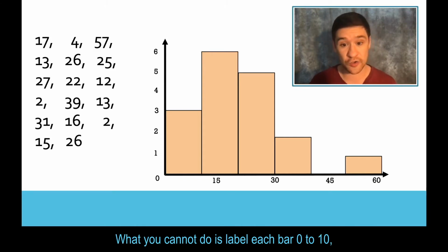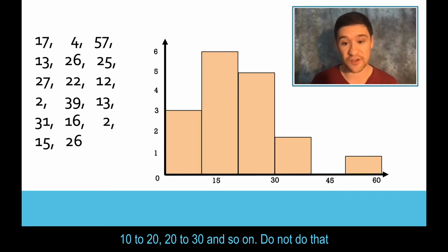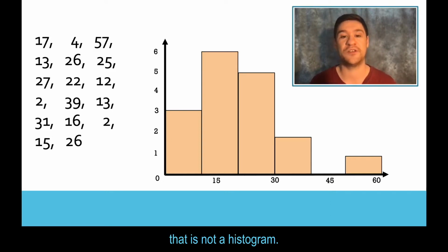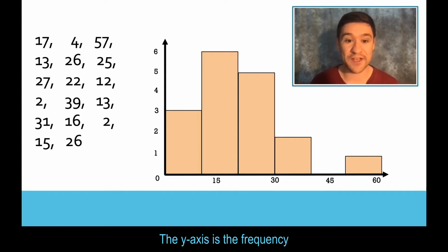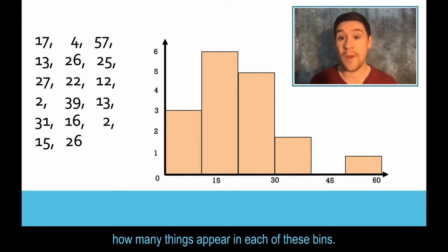What you cannot do is label each bar 0 to 10, 10 to 20, 20 to 30 and so on. Do not do that. That is not a histogram. The y-axis is the frequency, how many things appear in each of these bins.